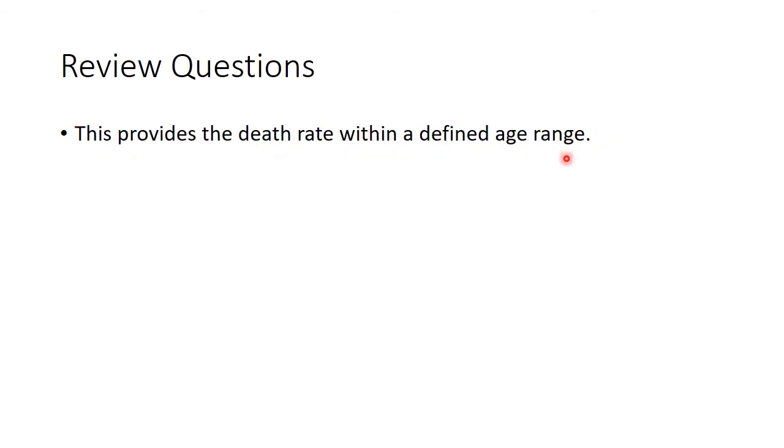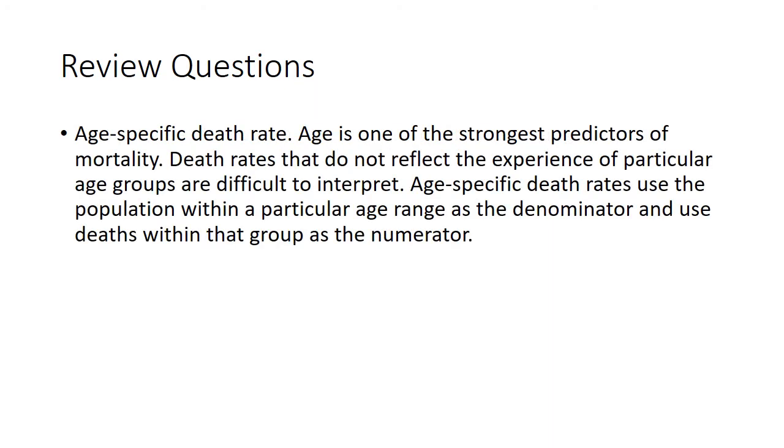Okay, this is going to provide the death rate within a defined age range. Age-specific death rate, perfect. All right, see? Guys can figure out these definitions, no problem. So age-specific death rate, why is it important to look at? Well, who's more likely to die, an old person or a young person? Probably an old person, right? Anyone ever seen The Giver?